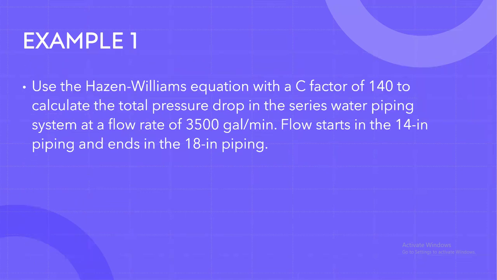Using the Hazen-Williams equations with the C factor of 140, calculate the total pressure drop in the series water piping system at a flow rate of 3,500 gallons per minute. Flow starts in the 14-inch piping and ends in the 18-inch piping, which means the 16-inch is in the middle.